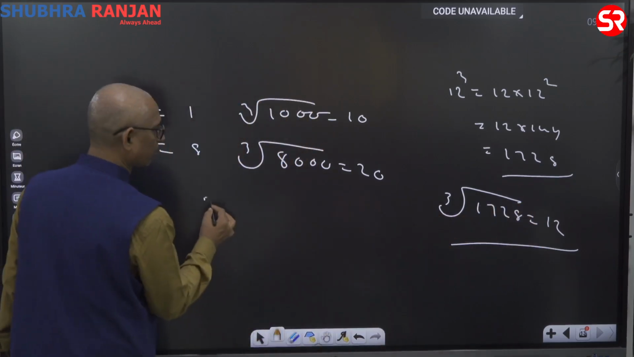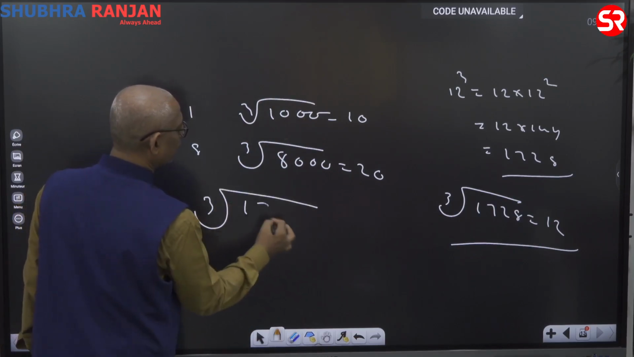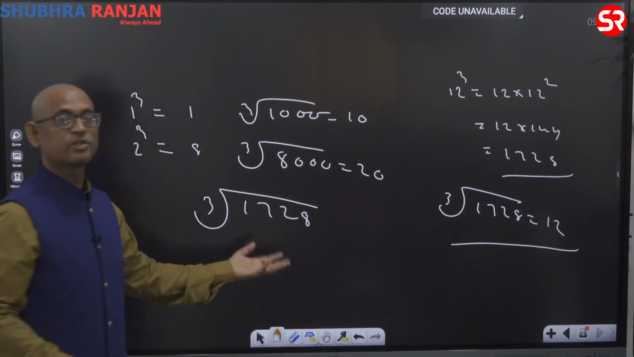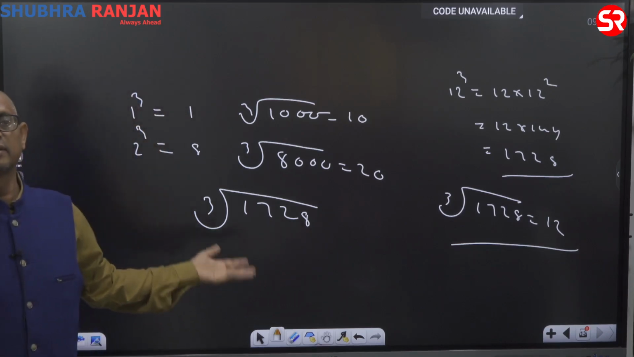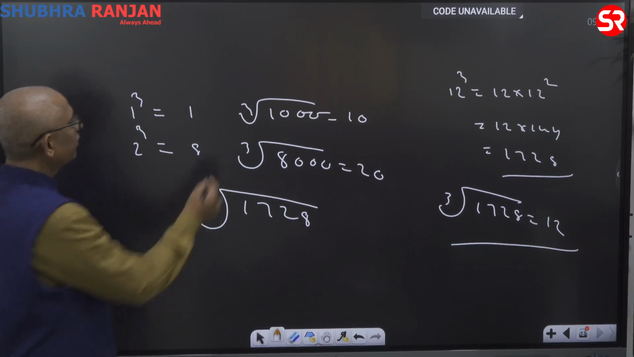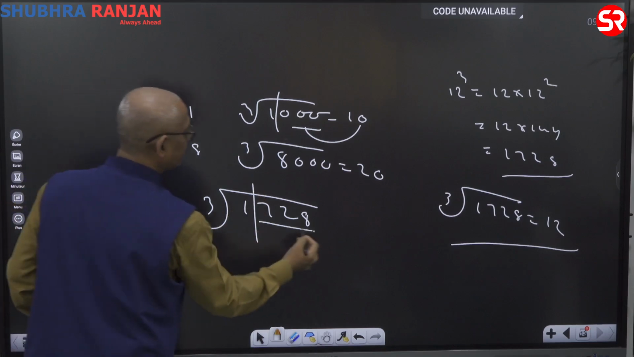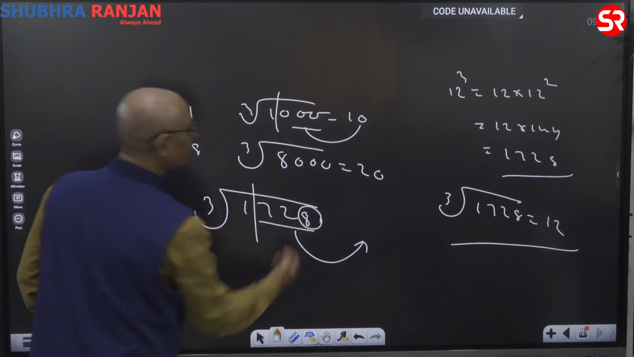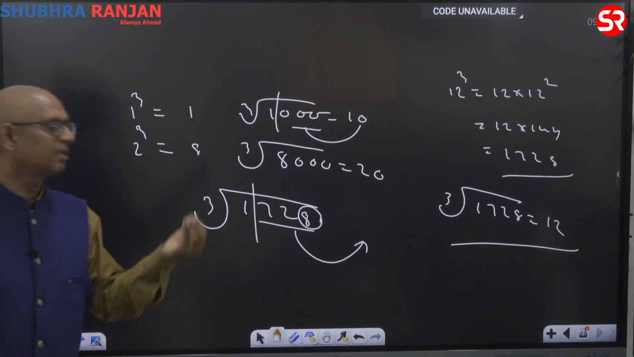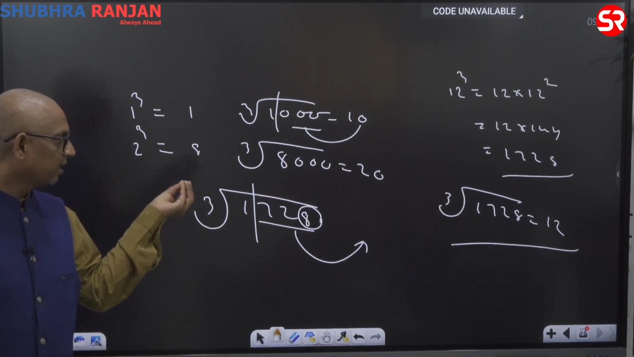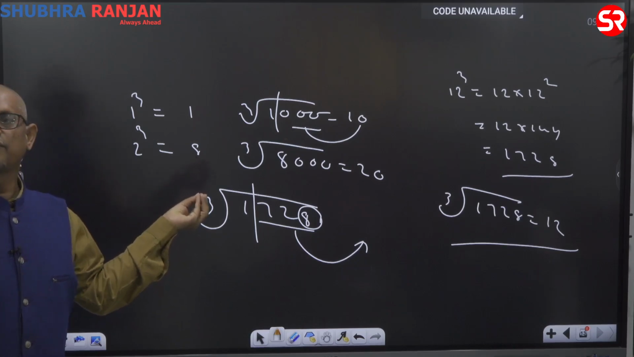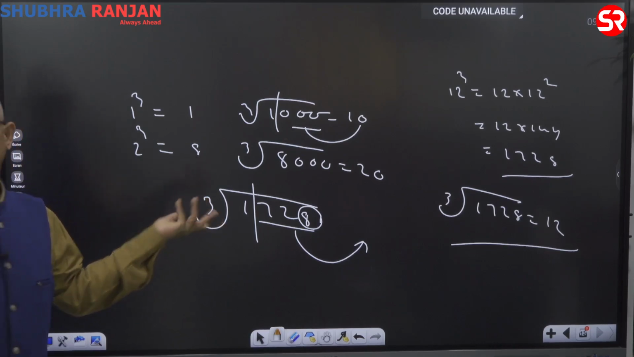Cube root of 1728. Now tell me, how many digits do you have to consider to bifurcate? 3. Why? Here 3 zeros for the unit place, similarly 3 digits. So now tell me, what is the unit digit over here? 8. Where does the 8 come from? From 2. 2 cubed is 8. So that's why 2 is the answer.